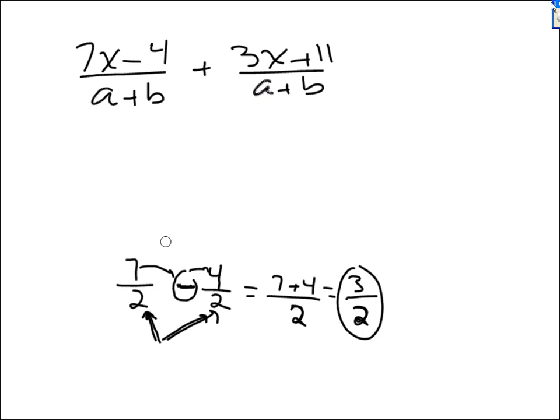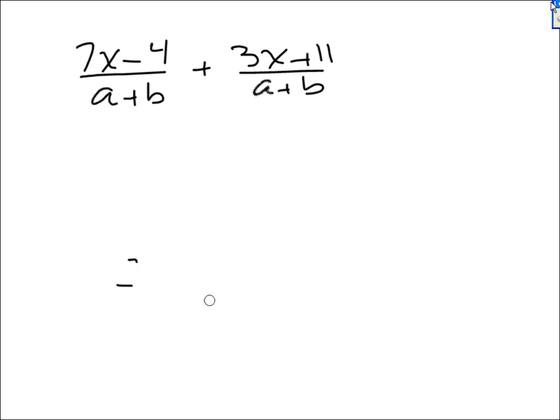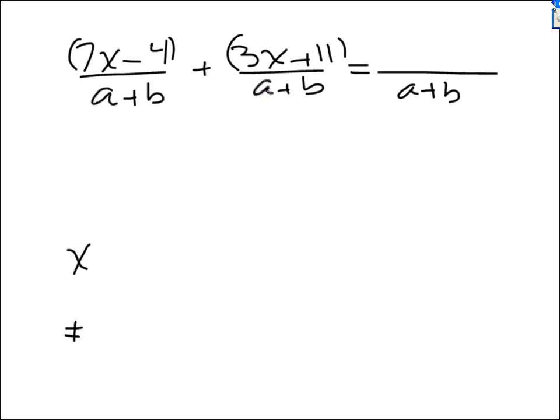Even now, we don't have just numbers. We're in algebra. We have expressions, terms. So we need to add the numerators because the denominators are both the same. I'm looking here and here, and the only different types of terms I see are x's and numbers.